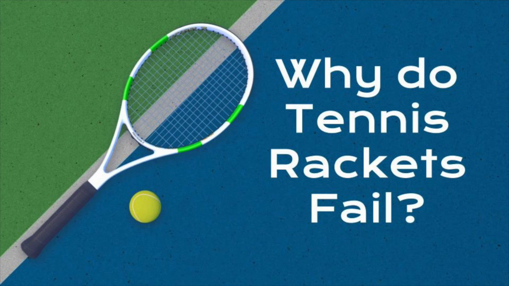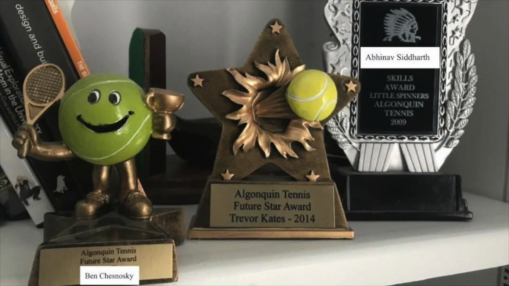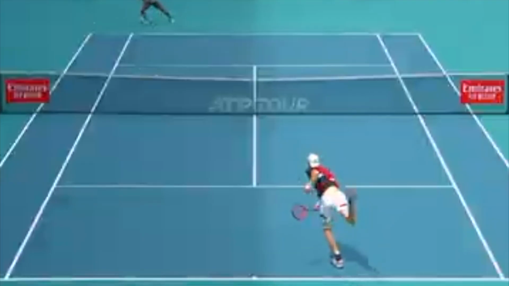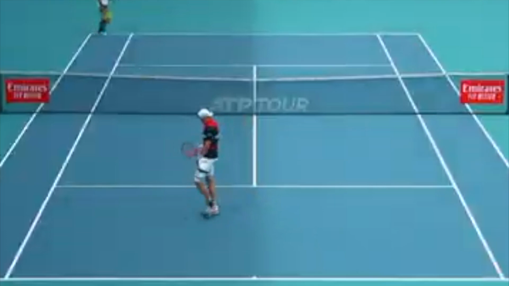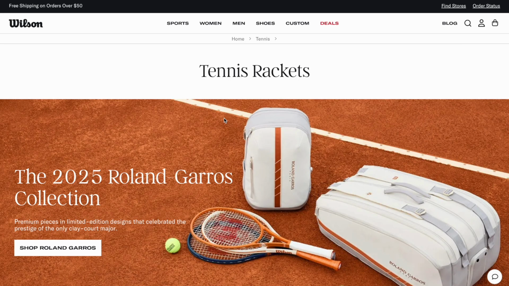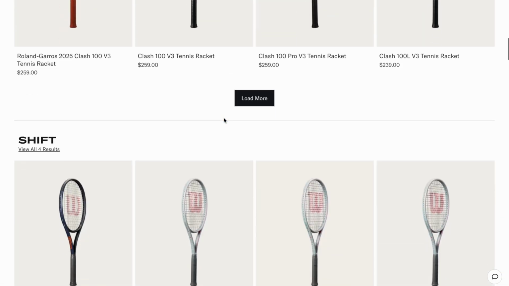In this video, we will be investigating the reason for why tennis rackets fail. Our group chose this topic because many of us played tennis growing up, as you can see with the trophies shown. We want to explore how fatigue loading leads to failure of the racket frame in particular. Another important reason for why we wanted to analyze fatigue failure of tennis rackets was because they are so expensive, making it a hassle to replace them.